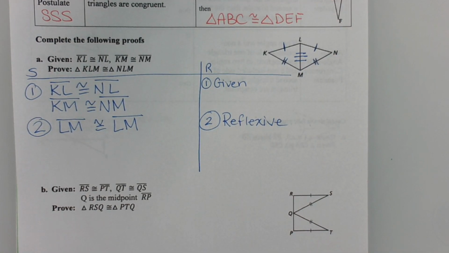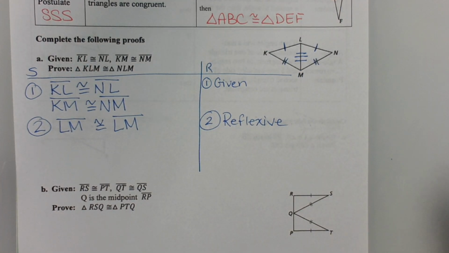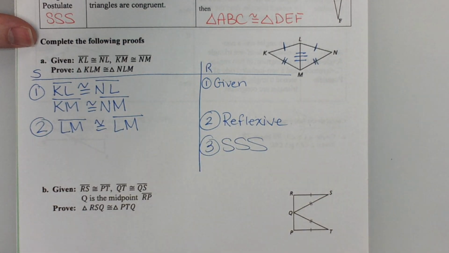Soon as I have it in the proof, I mark it on the picture. I now see 3 congruent symbols in my proof. So I look at my picture. I notice that it's 3 sides and 3 sides. That is the setup for SSS, side, side, side.